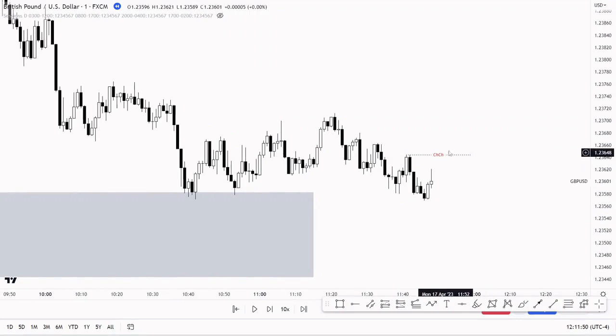Let me draw this for you. If the market goes up and close above this point, then let's say the market is really gaining the upward momentum.